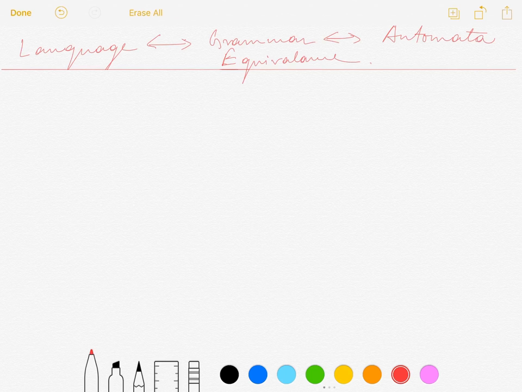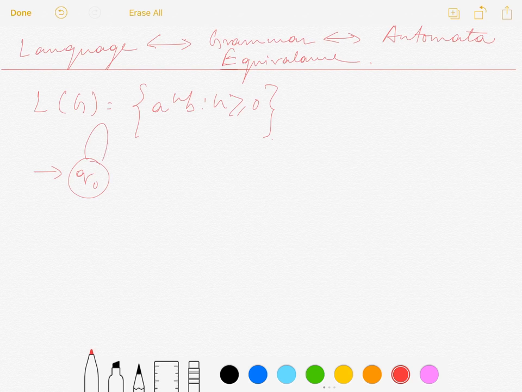Now, suppose one language is given to you, a^n b, n greater than equal to 0. Now, what should be its equivalent transition diagram? So, first of all, try to understand what is the requirement. Requirement is that the machine can take n number of a. What is the minimum value of n, that is 0, and what is the maximum value of n, that is infinity. So if the machine can take n number of a, the machine will remain in the same state.